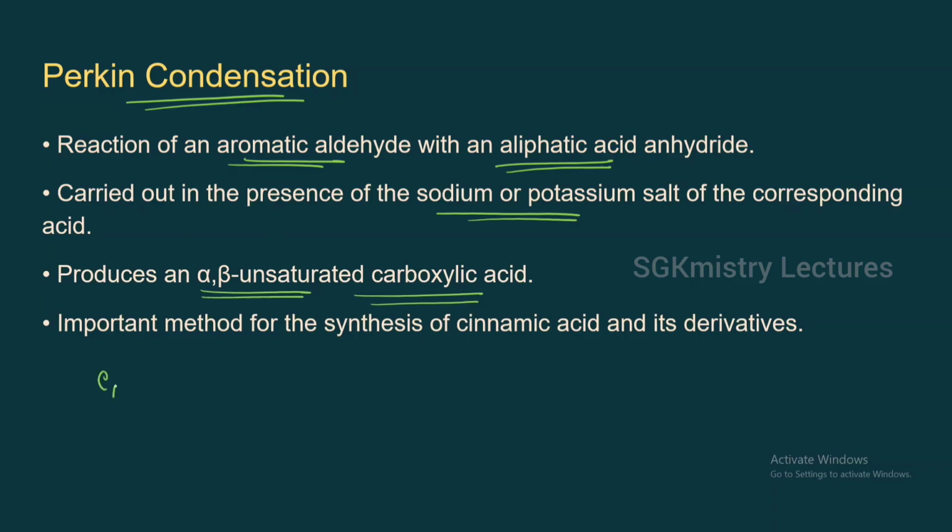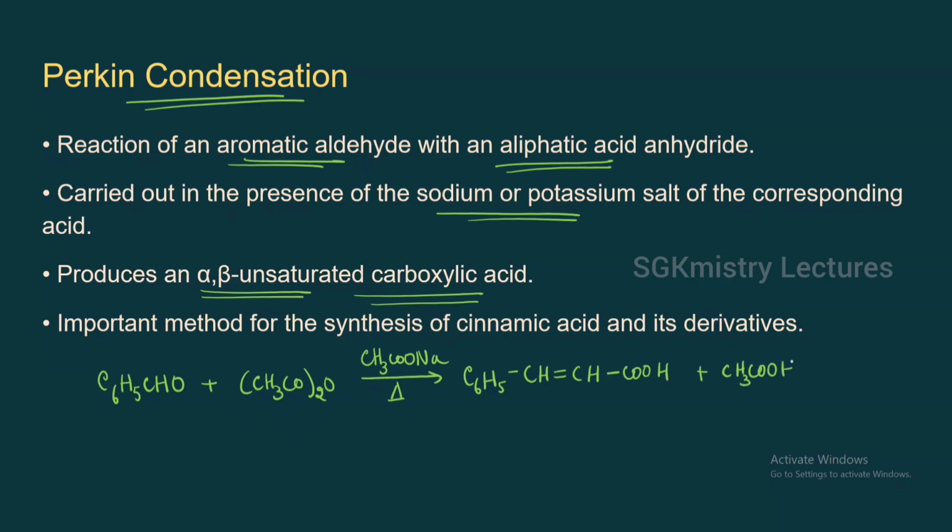So let us look at the general reaction. So C6H5CHO. So let us take the acetic anhydride, CH3CO twice O. This is acetic anhydride. Now, the sodium or potassium salt of the corresponding acid. So I'm going to take the sodium or potassium salt of acetic acid. So let us take CH3COONa, sodium salt of acetic acid, that is sodium acetate, and heat it. So we are going to get C6H5CH double bond CHCOOH, that is cinnamic acid. Along with that, we are also going to get acetic acid.